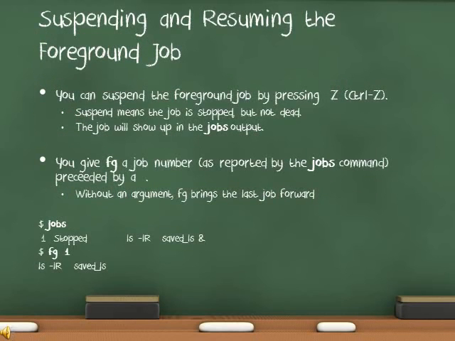Suspending and resuming the foreground job. You can suspend the foreground job by pressing Ctrl+Z. Suspend means the job is stopped, but not dead. The job will show up in the jobs output. You give fg a job number as reported by the jobs command, preceded by a %. Without an argument, fg brings the last job forward.